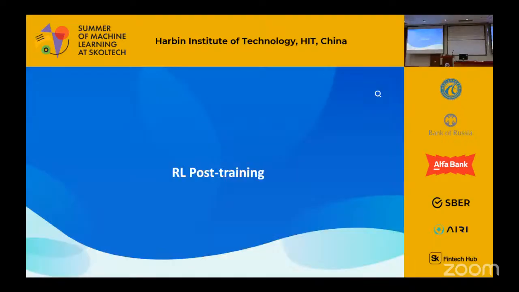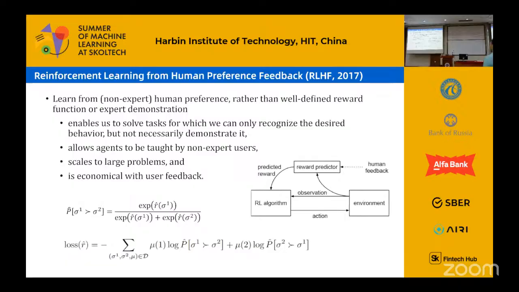Okay, so now let's move into the RL post-training. Before I talk about RL fine-tuning or RL post-training for LLMs, I first need to talk about this paper, RL from human preference feedback. This paper was published in 2017. Previously, deep reinforcement learning was popularized through DeepMind in playing games like Atari video control games, or Go, a board game.